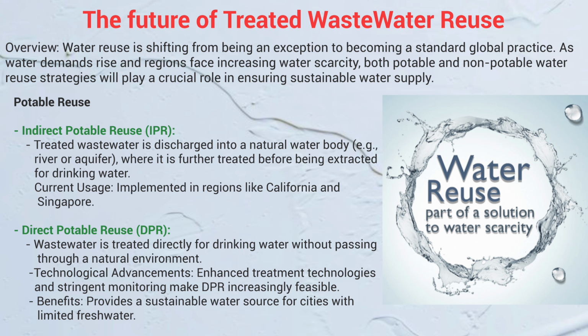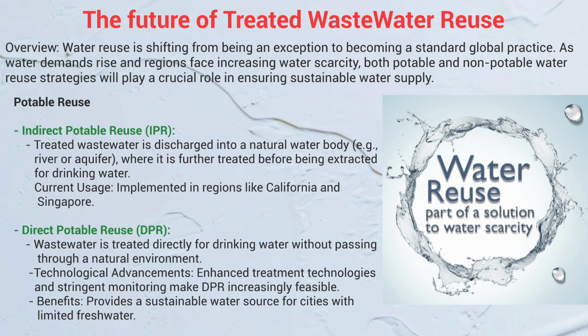Looking ahead, water reuse is poised to become a standard practice, especially in regions facing water shortages. We have to mention there are two main types: indirect potable reuse and direct potable reuse. In indirect potable reuse, the treated wastewater is released into natural bodies of water before being extracted and treated again for drinking. This practice is already in use in places like California and Singapore.